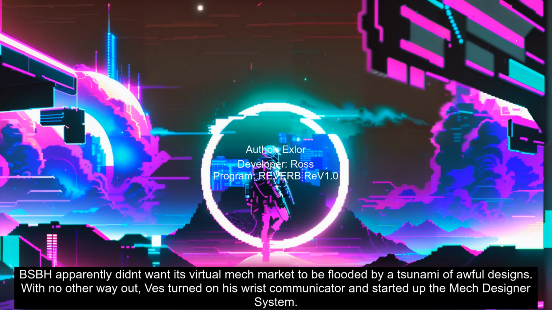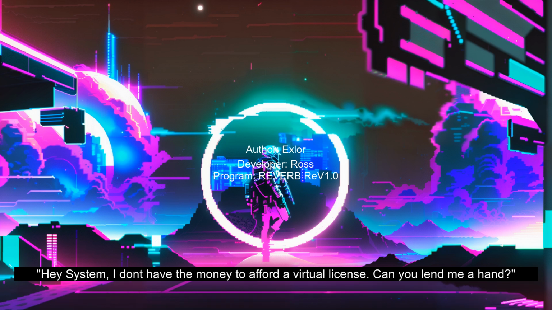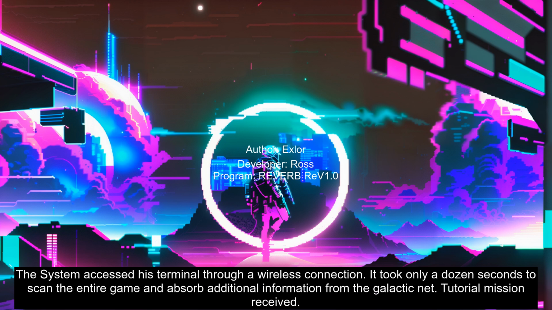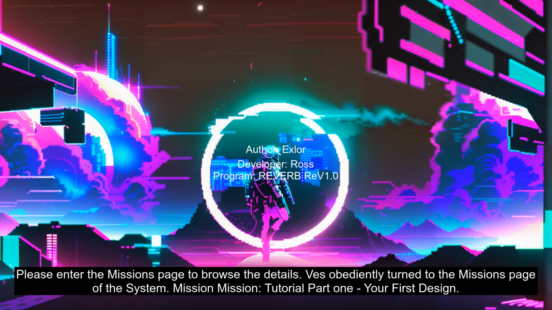With no other way out, Vess turned on his wrist communicator and started up the Mech Designer system. Hey system, I don't have the money to afford a virtual license. Can you lend me a hand? The system accessed his terminal through a wireless connection. It took only a dozen seconds to scan the entire game and absorb additional information from the galactic net. Tutorial mission received. Please enter the missions page to browse the details. Vess obediently turned to the missions page of the system.